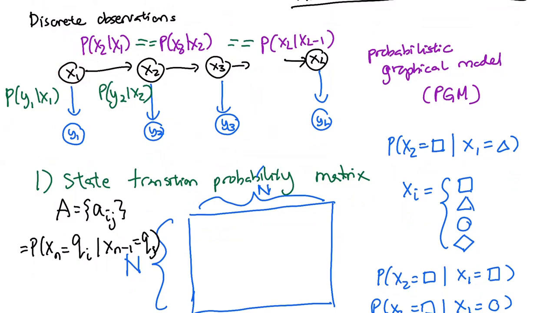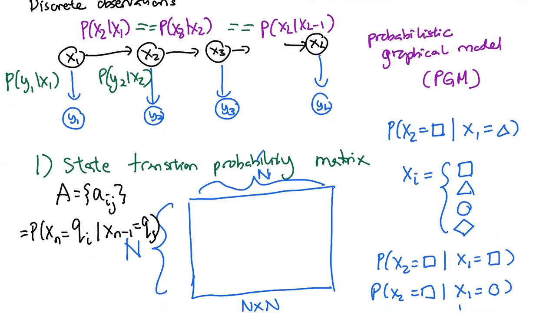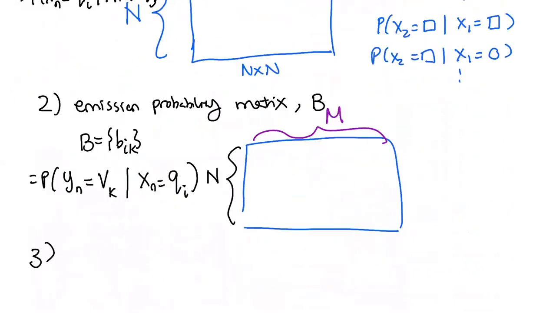Because this is a probabilistic model, I don't usually tell you that x1 for sure starts at the square state. I usually give you a probability distribution at time 1: x1 could have a 25% chance of starting in the square, 50% chance of starting in the triangle, 10% chance of starting in the circle, and 15% chance of being in the diamond, right? So I don't tell you exactly which state it starts in, but rather I give you the probability distribution of what I think the first state value should be.